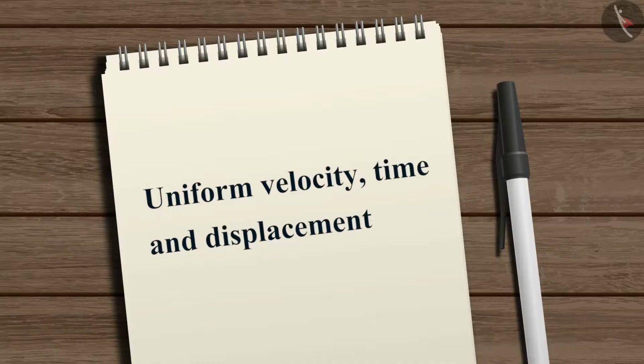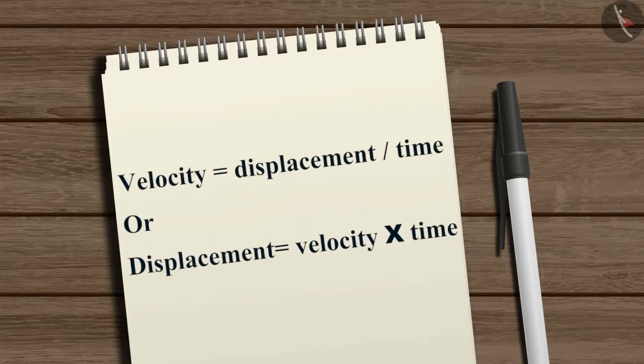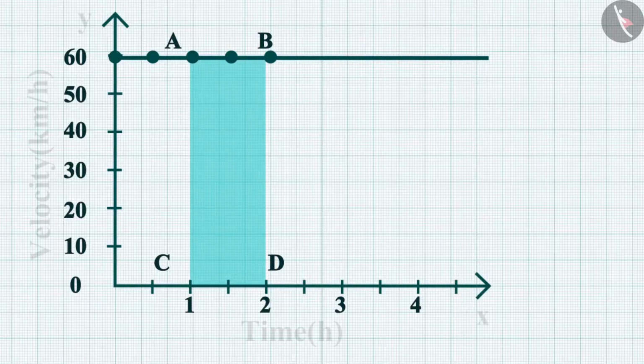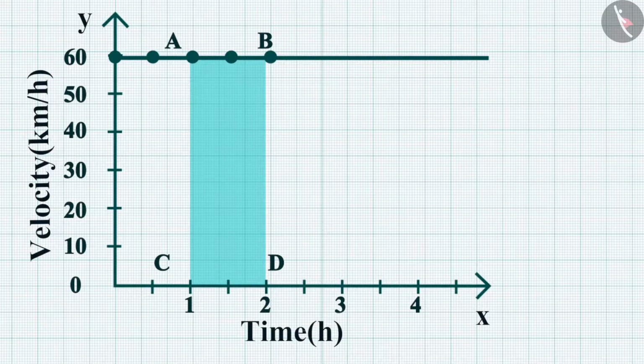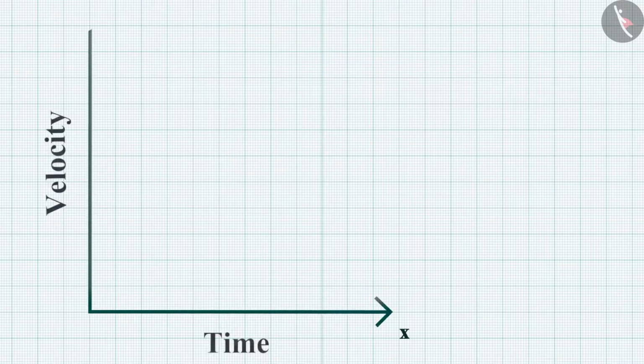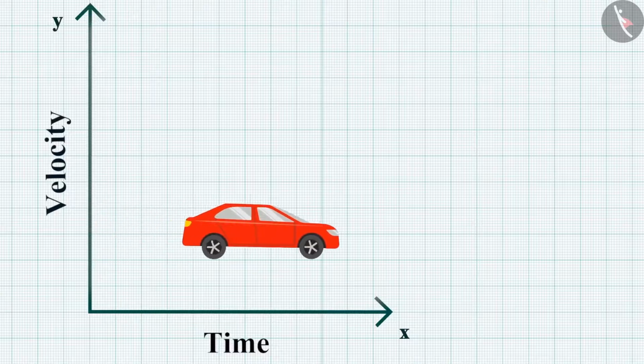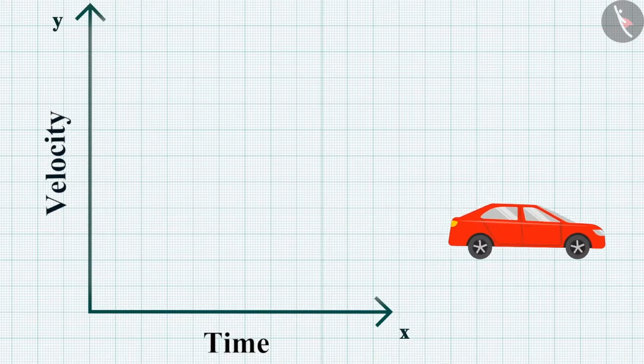Earlier, we studied the relation among uniform velocity, time and displacement. That is, velocity is equal to displacement upon time, or displacement is equal to velocity multiplied by time. Hence, the area enclosed by the velocity-time graph and the time axis is equal to the magnitude of the displacement. As the car is moving in a single direction, the magnitude of displacement is equal to distance covered.